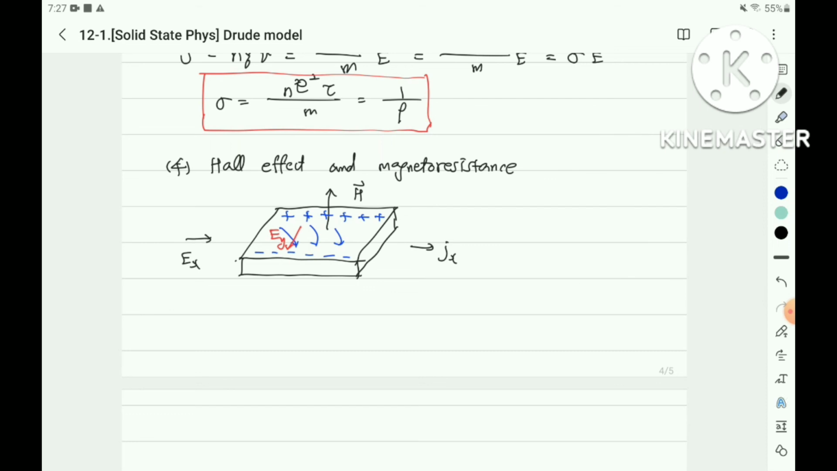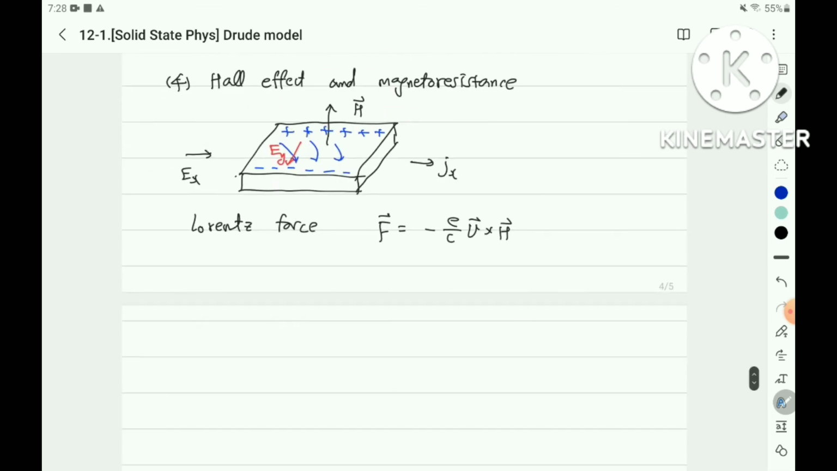And in this case, the whole effect occurs that the electric field direction and the magnetic field direction are perpendicular in the sample. The electric field is in the x direction, and the magnetic field is in the z direction. Here is the Lorentz force. The Lorentz force can be written down in CGS units as e over c, v cross H. Then it deflects electrons in the negative y direction.